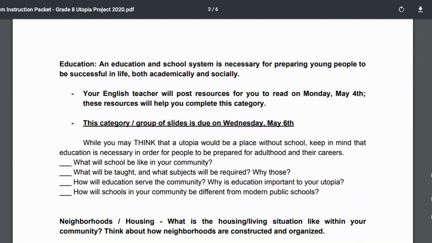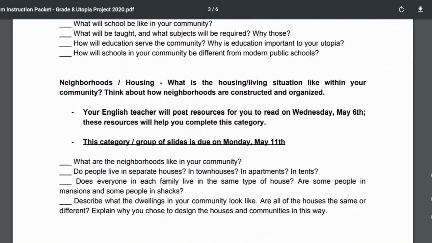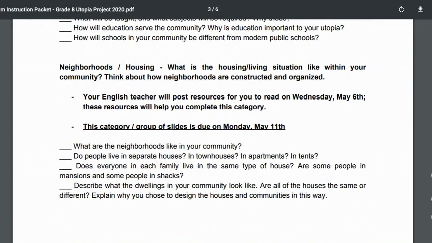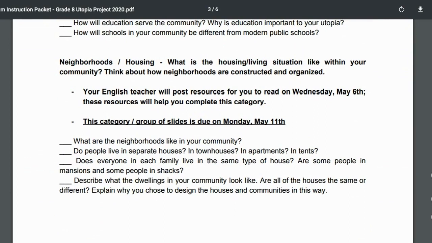So Ms. Flaherty and I will post resources for you to read about education systems that will allow you to answer these questions. We'll also be giving you information about neighborhoods and housing. So what kind of housing? Is everybody living together in one giant building? Does everybody have their own house or apartment? So think about how the neighborhoods are set up within your community.